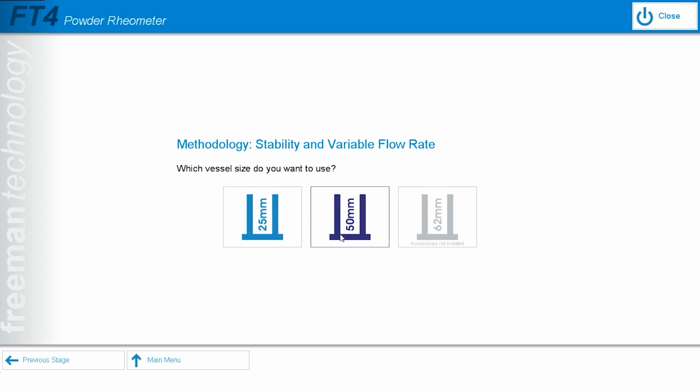Next, we will select the vessel size. The FT4 has 3 different vessel size options to accommodate different particle sizes and amounts of sample available. In this example, I'll be using the 50mm diameter vessel, so I'll select that.